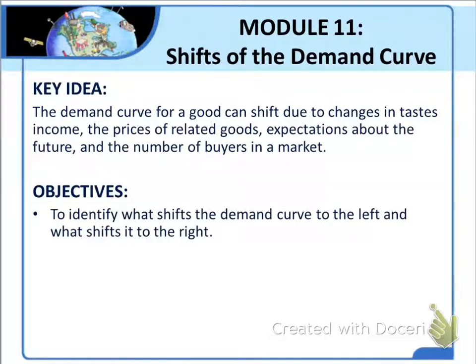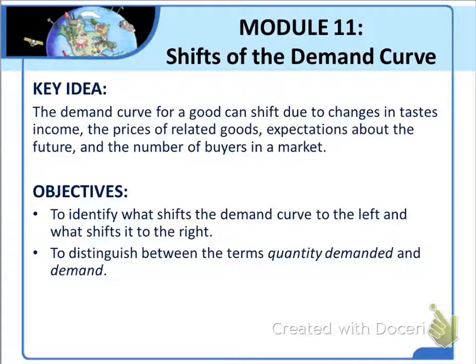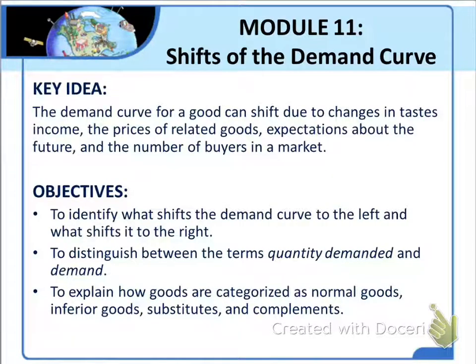So the first thing that I will do is to identify for you what causes the demand curve to shift to the left, which leads to a decrease in demand, and what causes it to shift to the right, leading to an increase in demand. Then I'll distinguish for you between 2 very important economic terms that students easily confuse. Economists differentiate between quantity demanded and demand. They don't mean the same thing, and we'll look at their separate meanings. And then finally, I'll explain how goods are categorized as normal goods, inferior goods, substitutes, and complements.